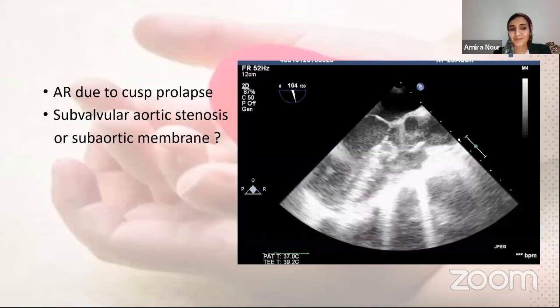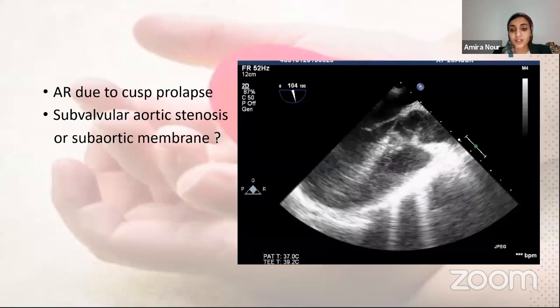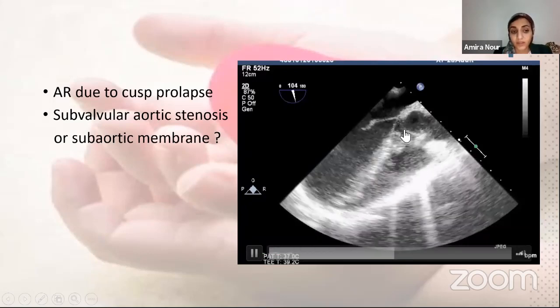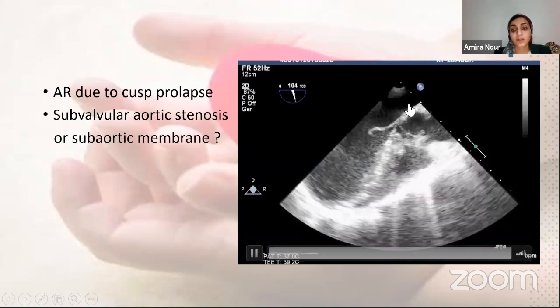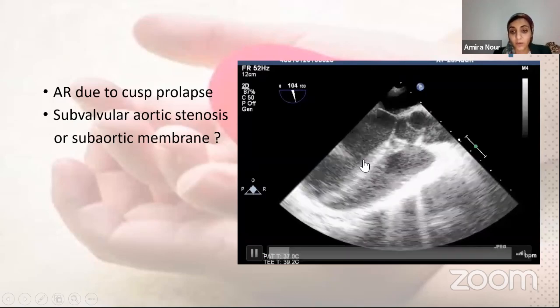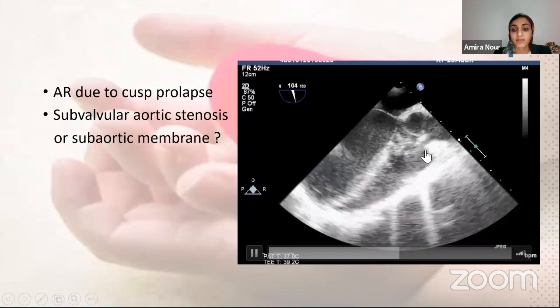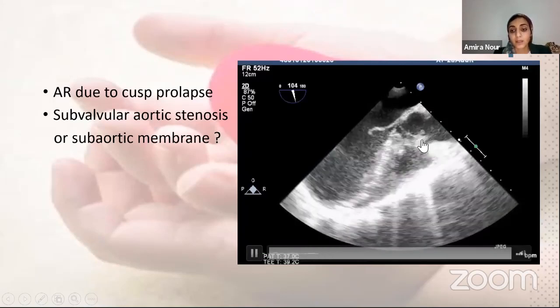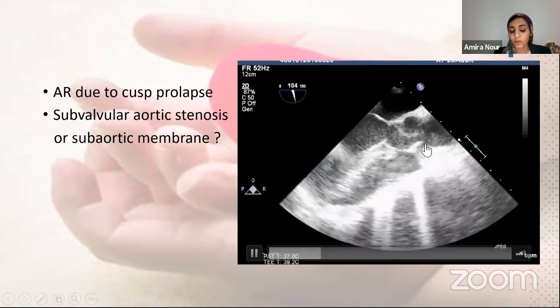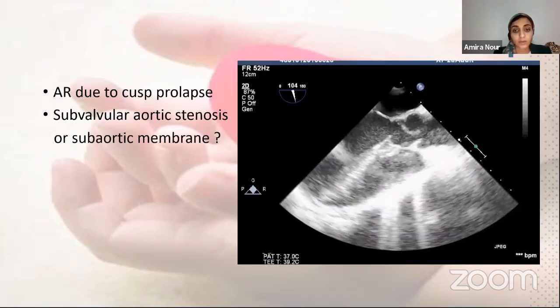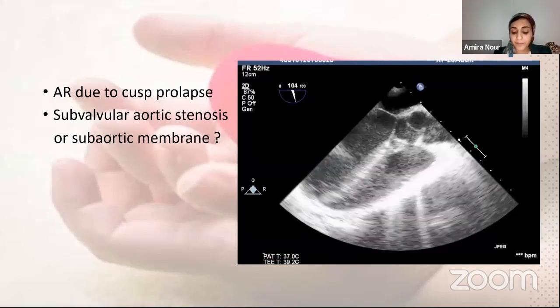Thank you, Dr. Soha. Another common association we might find with VSD, and we should look for it closely, is a subaortic membrane and sometimes a subvalvular aortic stenosis. And here this is a transesophageal echo showing that the patient has a subaortic membrane, and also a cusp prolapse. The right coronary cusp is prolapsing and closing the VSD. So all of these are common associations, and you should look for them and exclude them while you are doing your echocardiography.